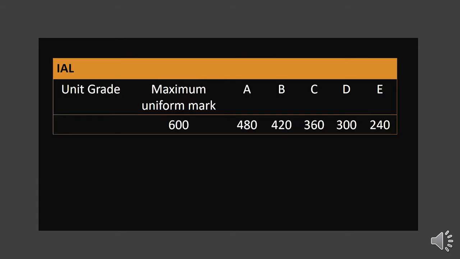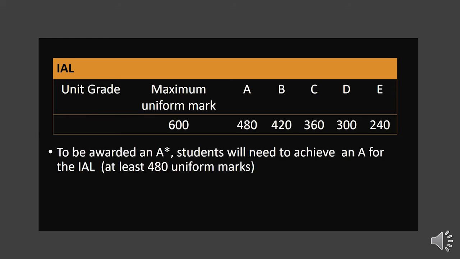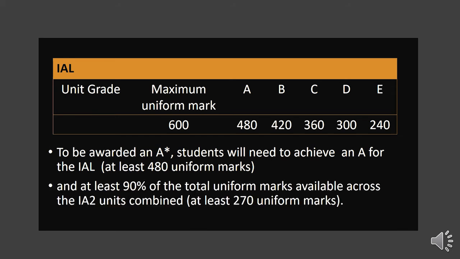Okay, now that we saw IAS, we are going to see the unit results for IAL. If you see here for IAL, the maximum uniform mark is 600. So to be awarded an A star, you will need to achieve an A for the IAL, that is at least 480 uniform marks, and at least 90% of the total uniform marks available across the IA2 units combined. Okay, so I hope you have a clear idea about the unit results.